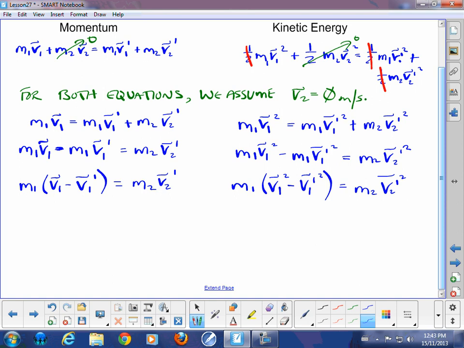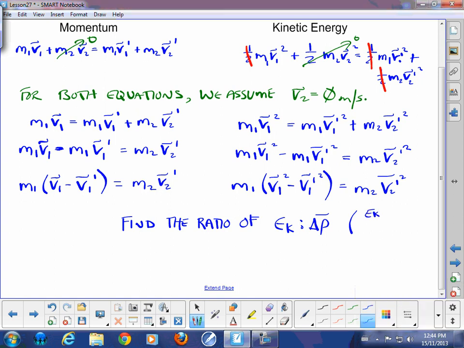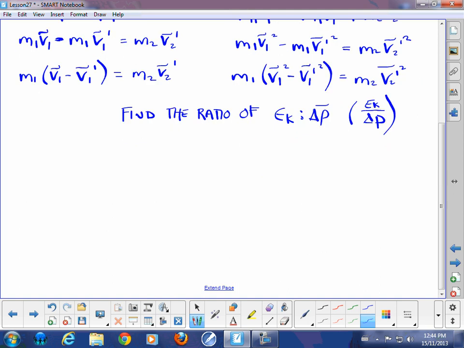Now the next page in your notes is blank, so you can just continue on. I'm just going to keep working down, it's a little easier for me. So what I want to do is find the ratio of kinetic energy to change in momentum, which essentially means I'm going to stack my formulas in that fashion, such that, in brackets here, I'm going to put my EK over delta P. So I'm going to find the relationship that exists. So, extend my page here.